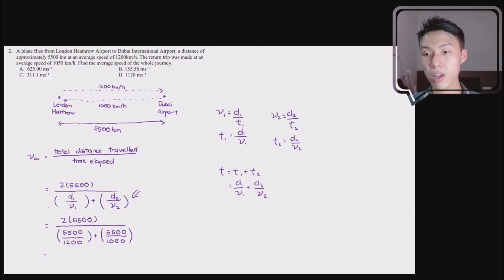So if you calculate everything here, I believe you get 1120 km per hour. So what you need to do now is just do unit conversion. You know that 1120 km per hour can be written as 1200 km per 1 hour. So you want to eliminate the km, so you know that km should be at the bottom.